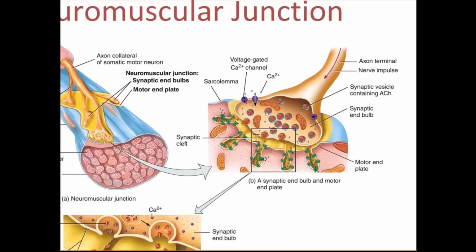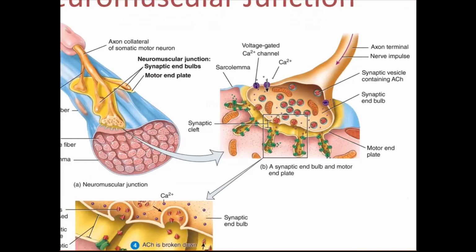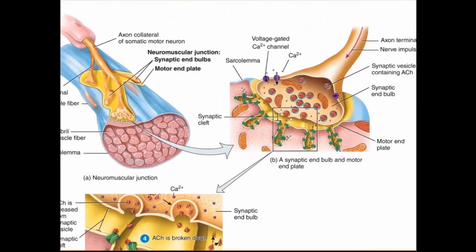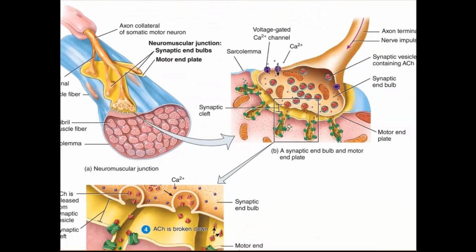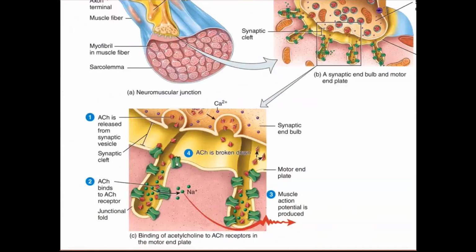Calcium makes its way in, and this calcium, again, is a signaling molecule. It signals to this end bulb to release acetylcholine. Acetylcholine is a neurotransmitter that floods the synaptic cleft, right? This area in between the neuron and the muscle fiber. It floods this synaptic cleft, but it binds to these receptors that are found on the motor end plate of the muscle. So you basically receive that acetylcholine, and that reception starts to get the muscle fiber more excited.